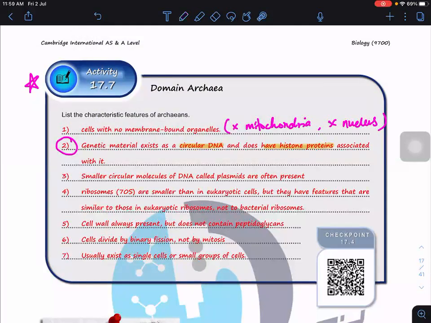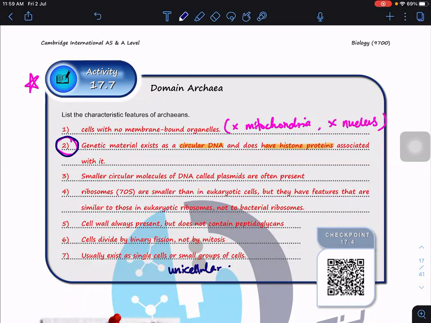A small circular DNA molecule, plasmid, yes, quite usual. In Archaea, they have the 70S ribosome, but the features are similar to the eukaryotic ribosome, not the bacterial ribosome. The cell wall is always present, but does not contain peptidoglycan. Cells divide by binary fission, not mitosis. They are single cells or small groups of cells, but still unicellular. These are the characteristic features. The very specific one is circular DNA with histone protein, which you won't get in bacteria as well as eukaryotic cells.